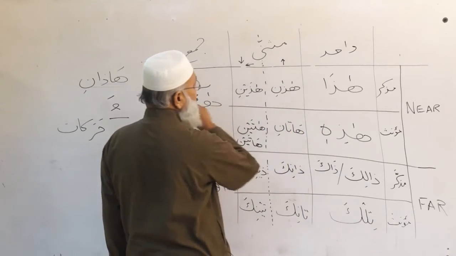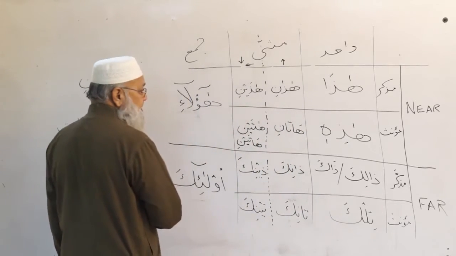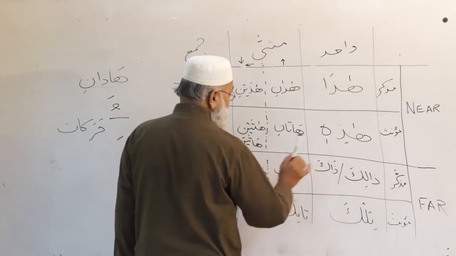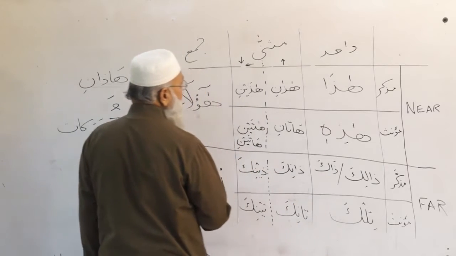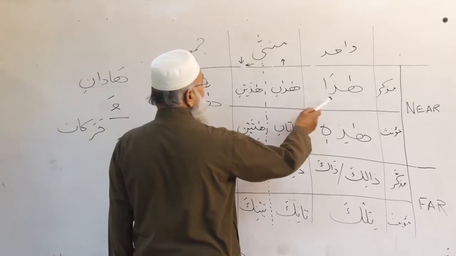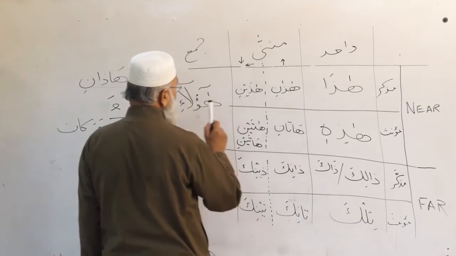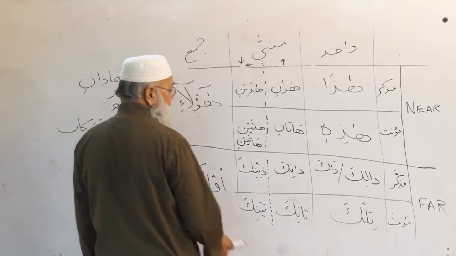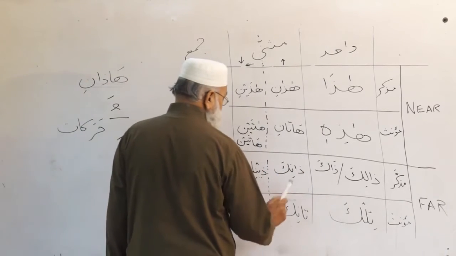Hada, hadani, haulai, hadihi, hatani, haulai, zalika, dhanika, ulaika, tilka, tanika, ulaika. Hada, hadani, haulai, hadihi, hatani, haulai, zalika, dhanika, ulaika, tilka, tanika, ulaika.